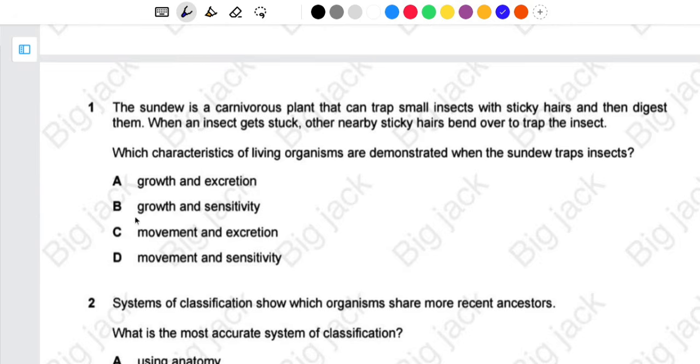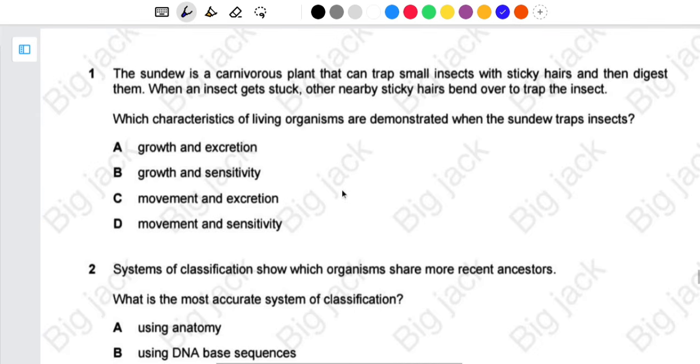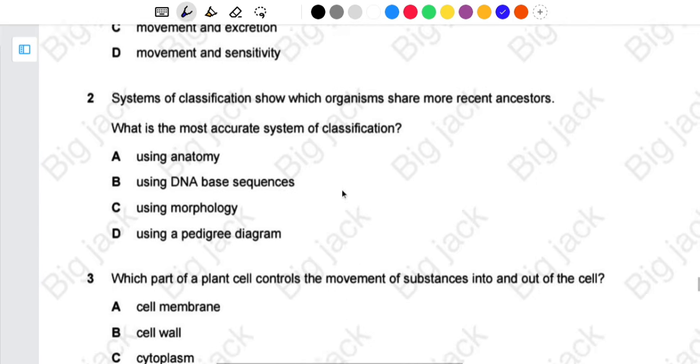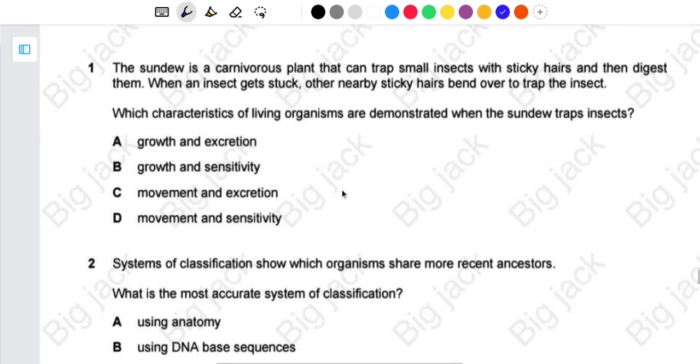Then the sundew is a carnivorous plant. I think this one we answered in the last video. If you want to see the answer for this one as well as these ones, you can just check the other video which I created. I'm going to put it in the link description.